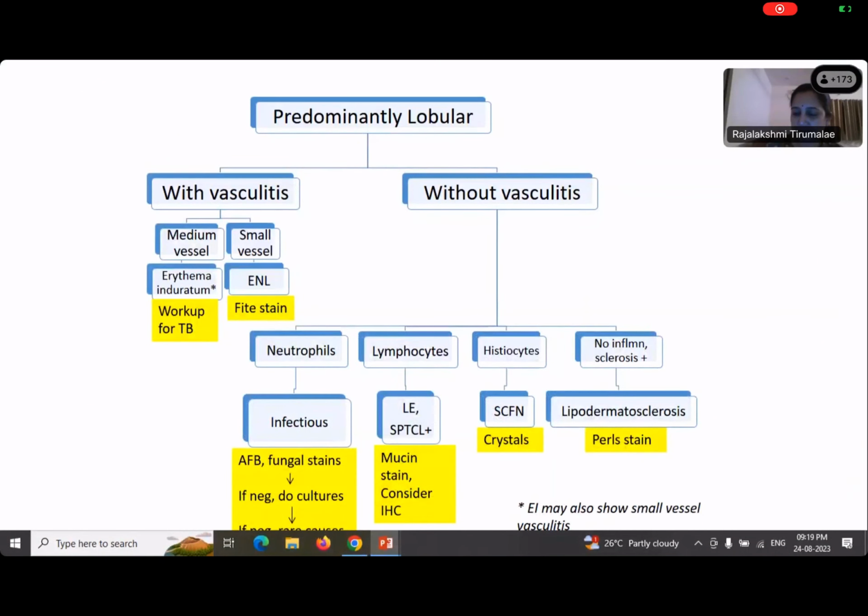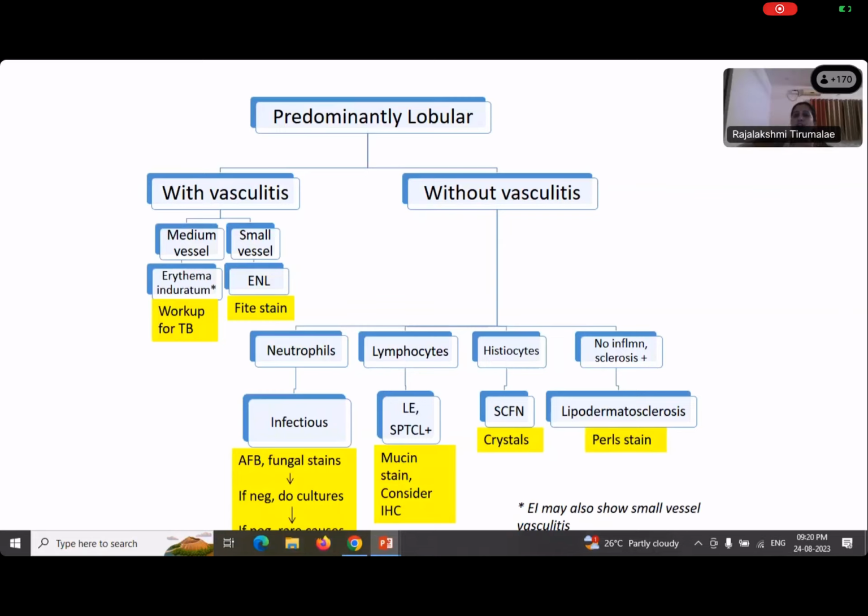Now going to lobular panniculitis. Now here there is a role for special stains. I'm going to ignore the one with vasculitis. I'm going to talk about the one which we see as predominantly lobular panniculitis. Now here the nature of the infiltrate becomes important. Is it predominantly lymphocytic or is it predominantly neutrophilic or suppurative? Now if you see a predominantly neutrophilic, suppurative kind of inflammation, what would you do?